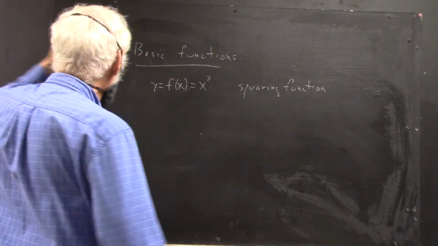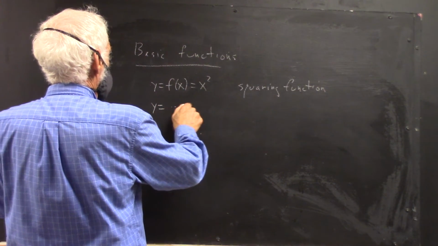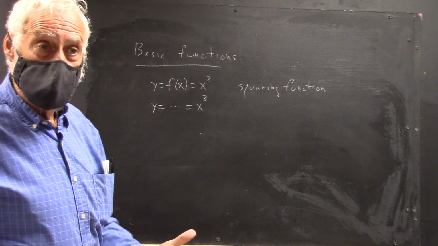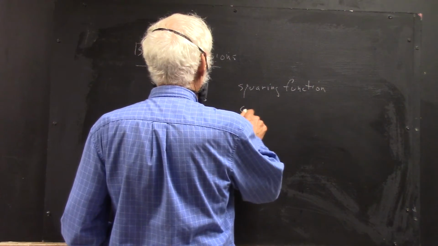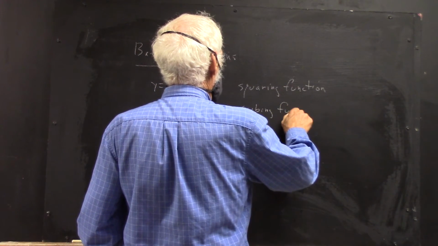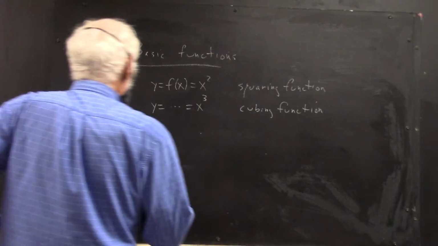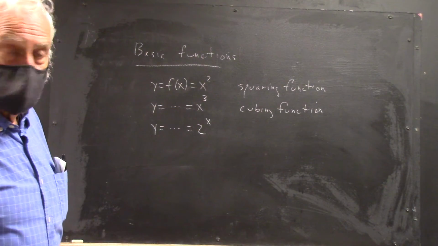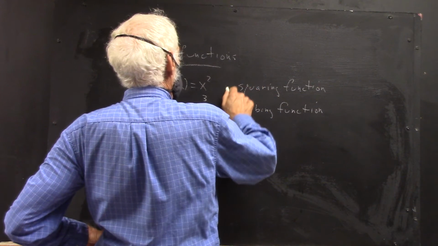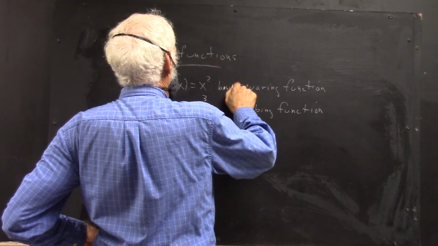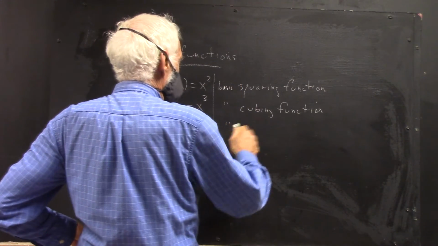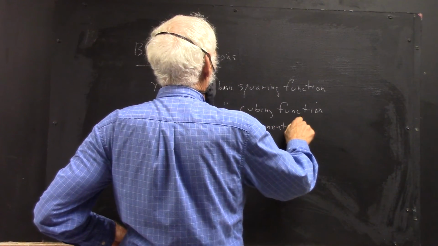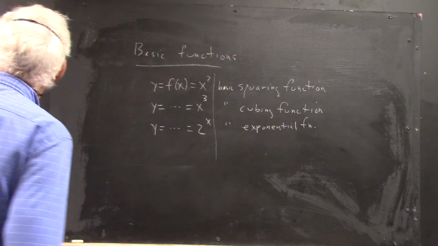Okay, this is the squaring function. You see it? Okay, y equals f of x equals x cubed. What do you call that? Well, that's a cubing function. Y equals 2 to the x. Okay, the word basic is important. Basic cubing function. This is a basic exponential function. I'll abbreviate the word function because we're officially out of time.